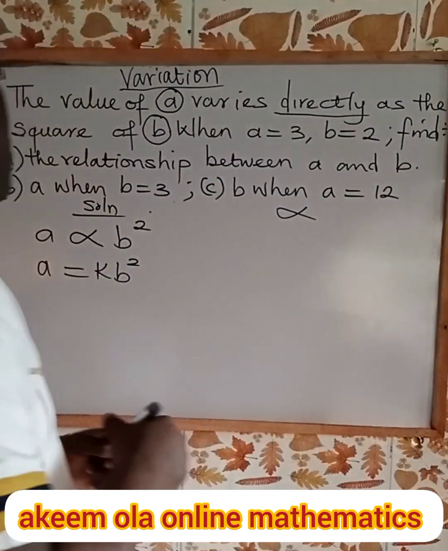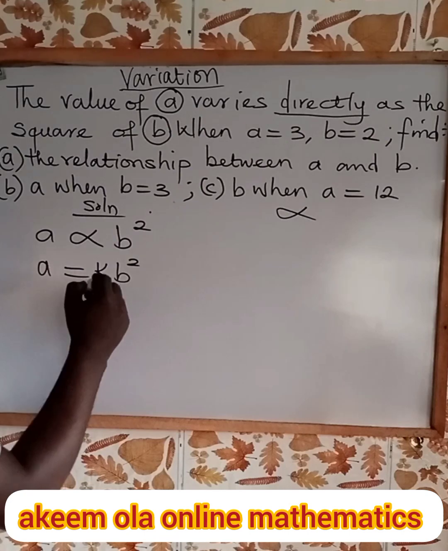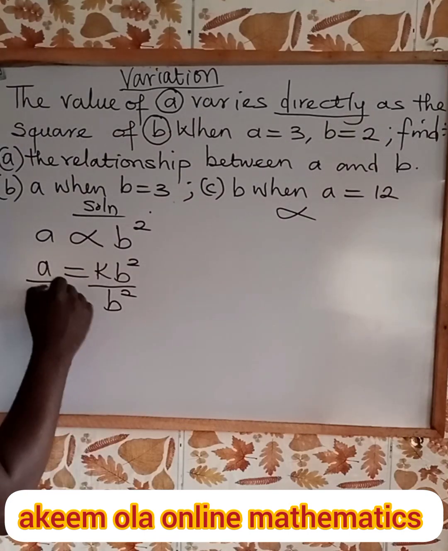Now, let's get the value of our K. For us to get the value of K, we are going to make K the subject of the formula. And for K to be the subject of the formula here, I am going to divide both sides by B squared.